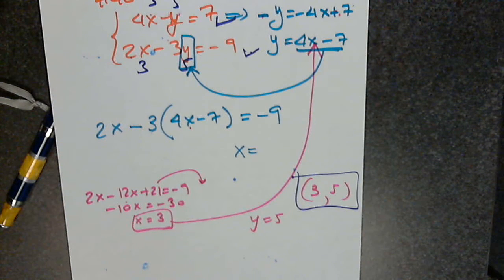So now with the graphing calculator, in y equals, you have to delete or clear everything else you have. And I will put the first function, which is 4x minus 7.